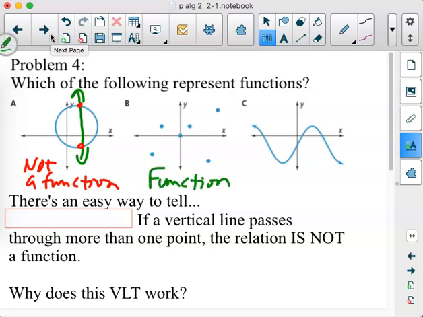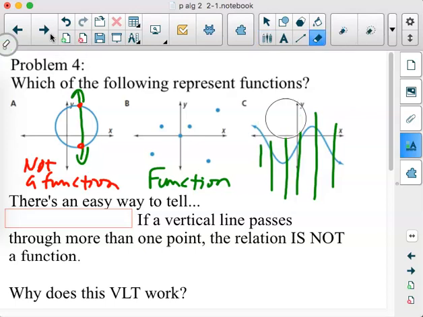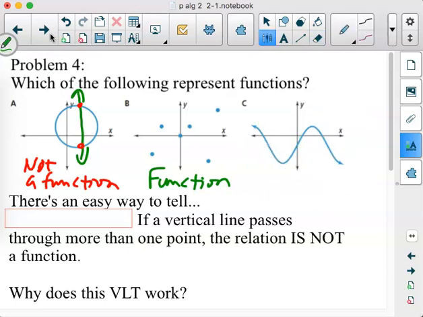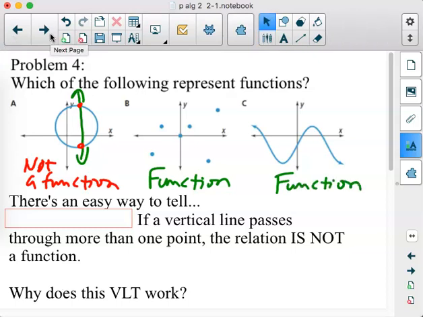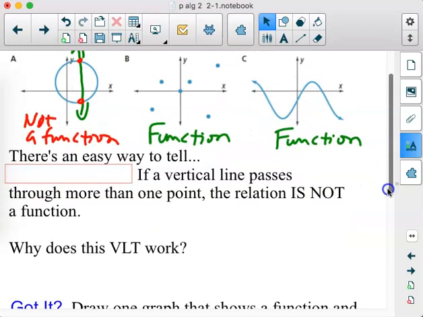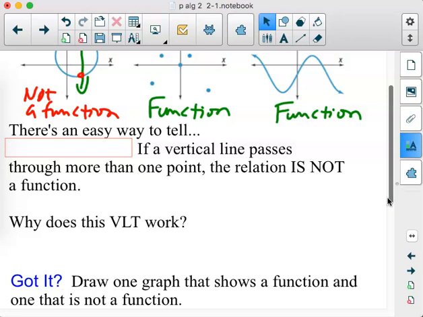I do the same thing with C. Try to figure out, is this one going to be okay? Yep. It's not crossing 2 points. So this is also a function. It's not crossing 2 of those blue points. So there's an easy way to tell, and I've been talking about it as I went through here, and that is, do they line up vertically? And it's called the vertical line test. If a vertical line passes through more than 1 point, then the relation is not a function.